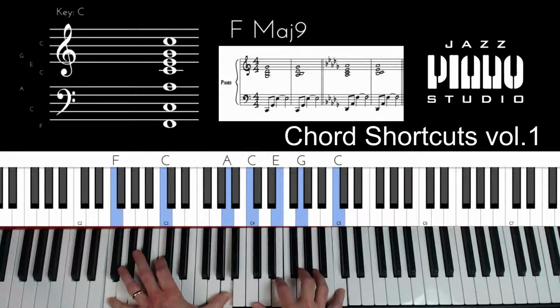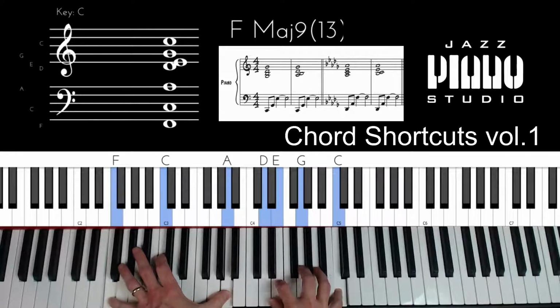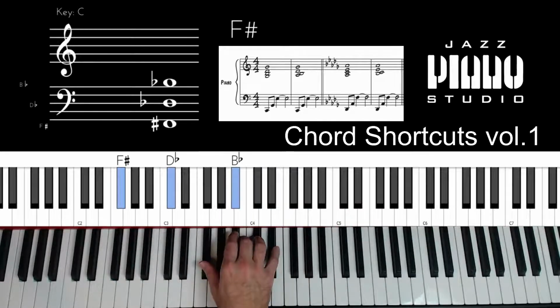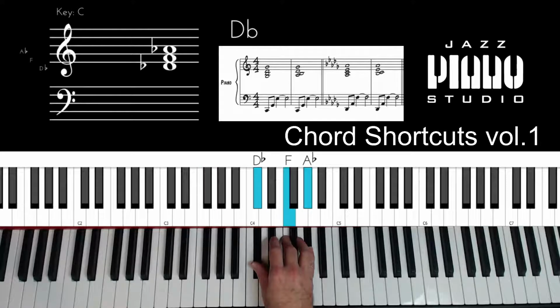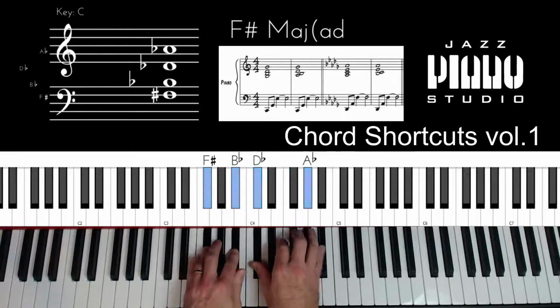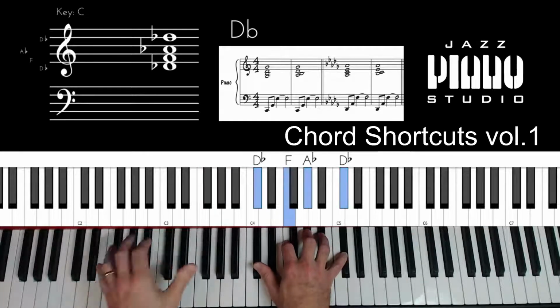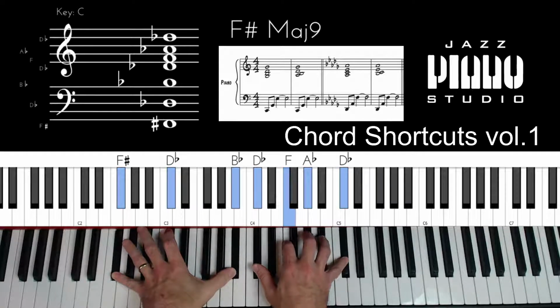F. Let's do F sharp. Now, same thing, F sharp, A sharp, C sharp. And now I have D flat on the top. So remember, take the top note and make that triad. So D flat on top against an F sharp on the bottom. Just 2 triads.